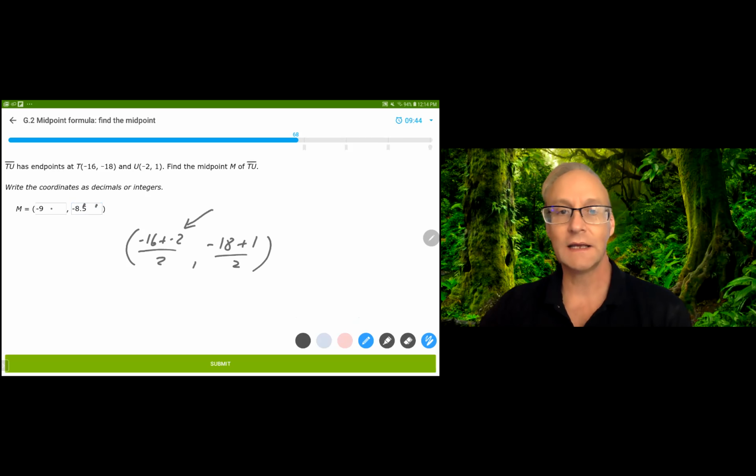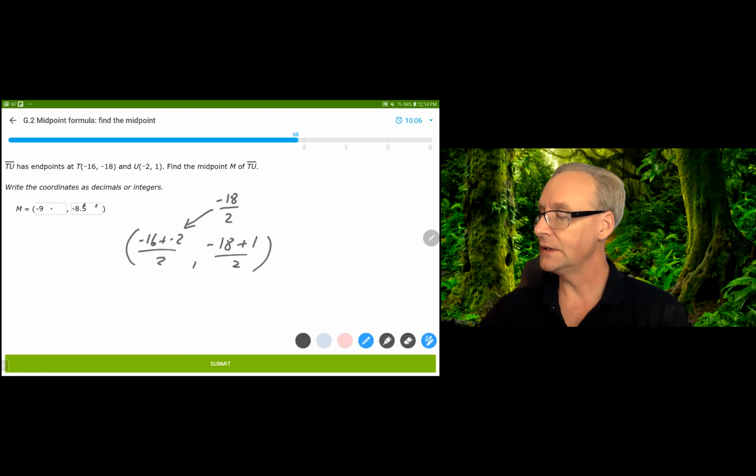negative 16 plus negative 2 has to be a positive because a negative times a negative is a positive. Well, a negative times a negative is a positive. But when you add negatives, you're talking about owing 16 and then owing 2 more. You end up owing 18. When you divide that by 2, you get negative 9.